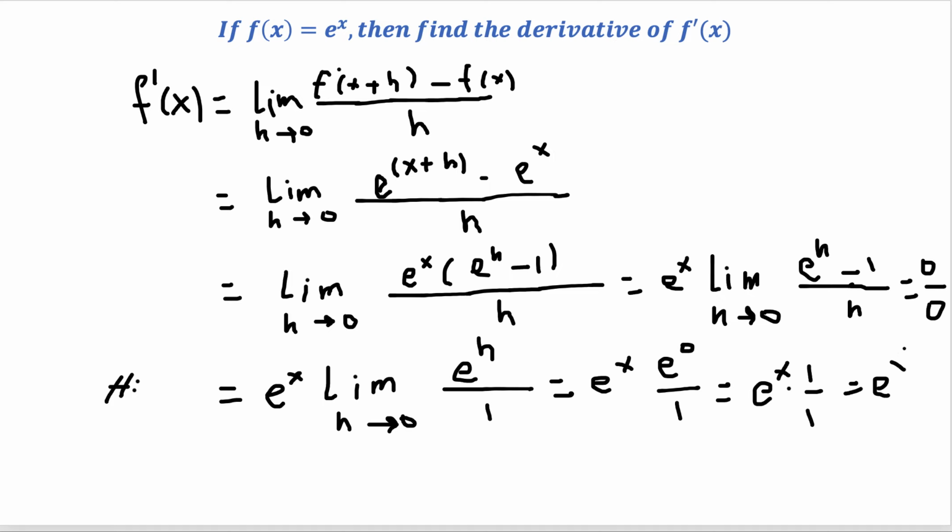So according to the definition of the derivative, the derivative of f of x, which is equal to e to the x, is going to be equal to e to the x. So we have already proved this derivative.